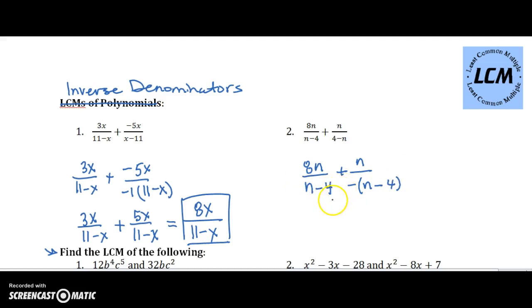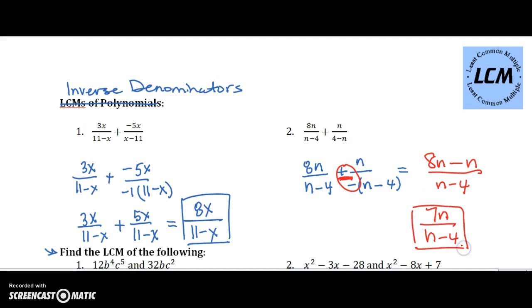So when we have a common denominator here of n minus 4, this negative and positive keeps everything together. These make the whole thing negative. So it's 8n minus n over n minus 4, because the positive and the negative turn negative. And when you subtract, you have 7n over n minus 4 as your final answer.